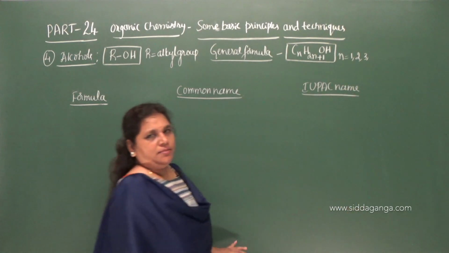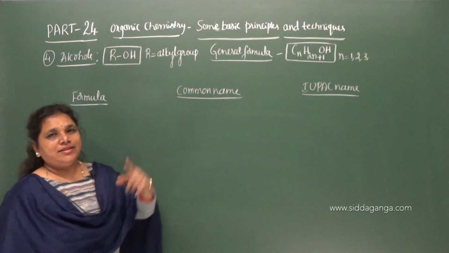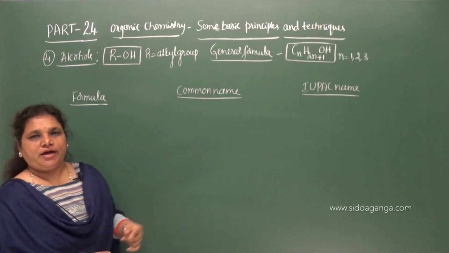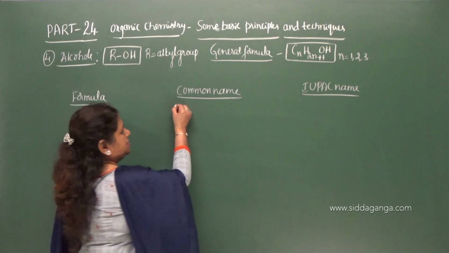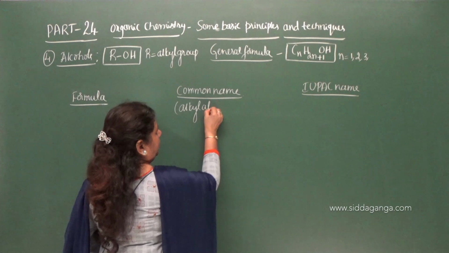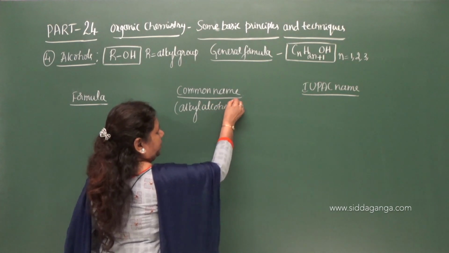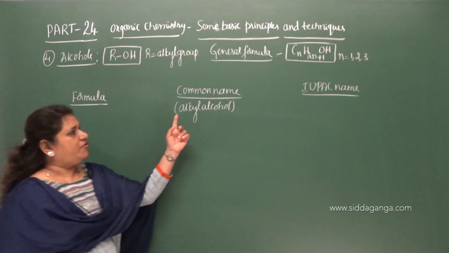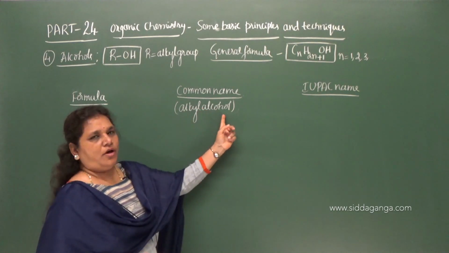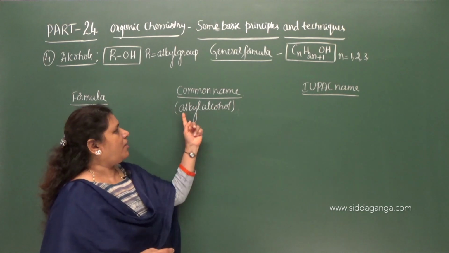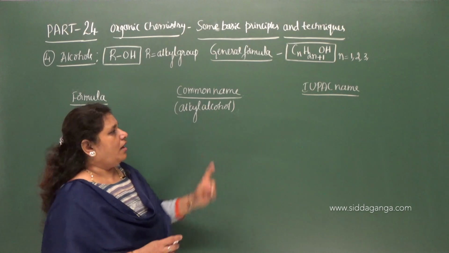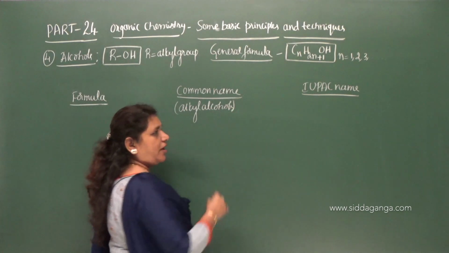In the common name, first we have to write the name of the alkyl group followed by the word alcohol, and hence the name will be alkyl alcohol. I will repeat. First you write the name of the alkyl group and then the word alcohol, and thus the common name of alcohols will be alkyl alcohols.